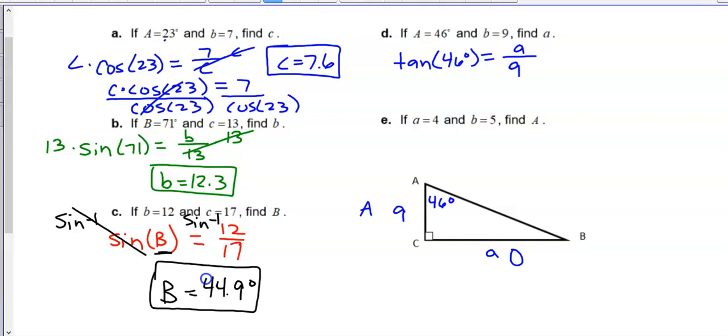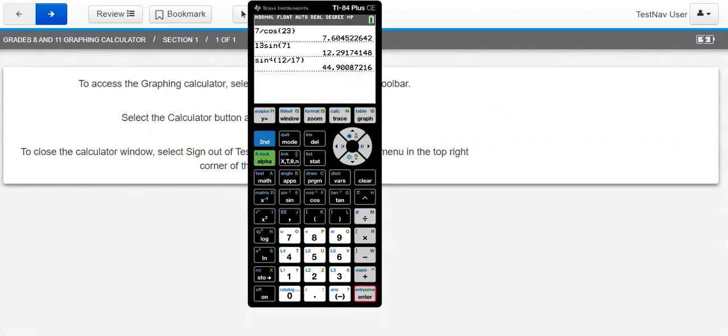And that's an easy one. We like it when the number is on the bottom, because then all we have to do is multiply both sides by 9. Those are gone. And a is equal to 9 times tangent of 46. And we get about 9.3.